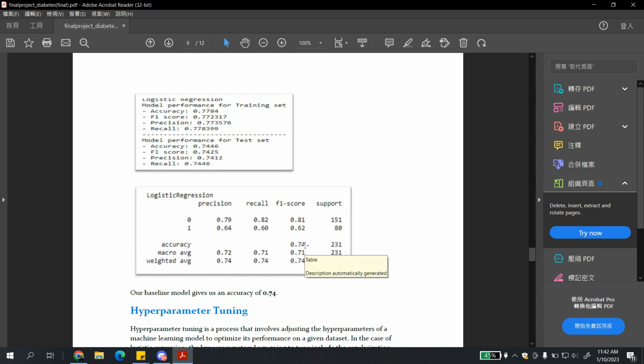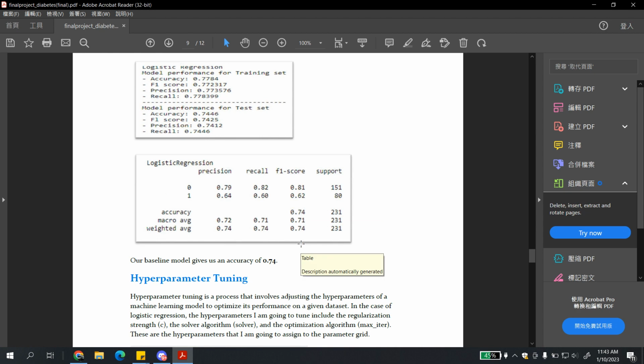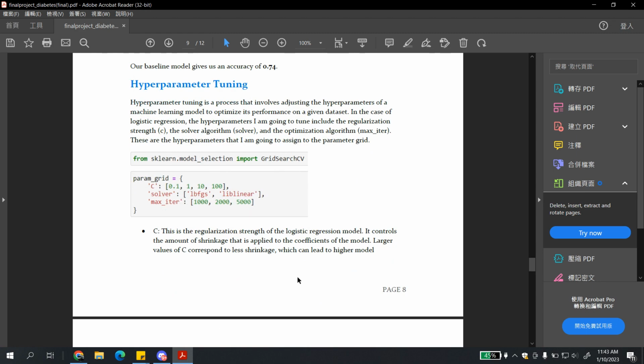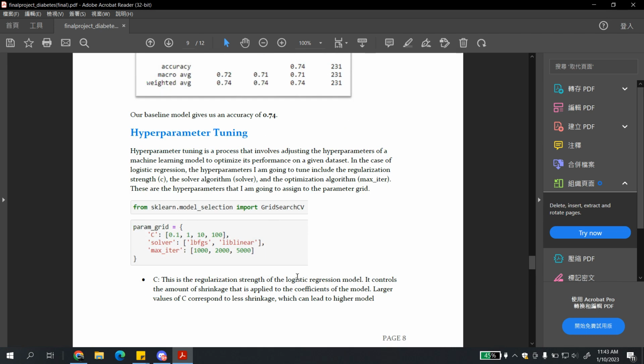This is not really good because for a training model to be at least accurate, it has to be at least 80%, and 74% is basically as good as a random choice. And so what we're gonna do is we can improve it by tuning the hyperparameters.